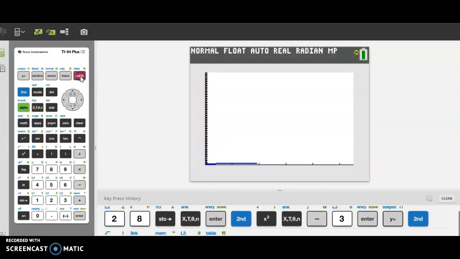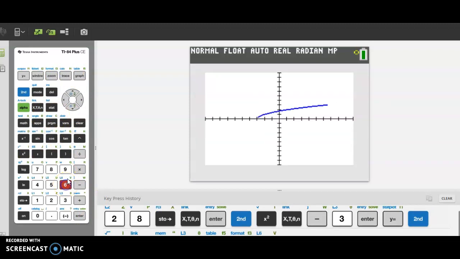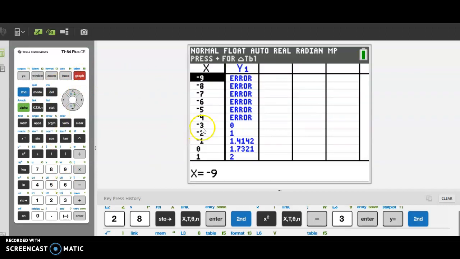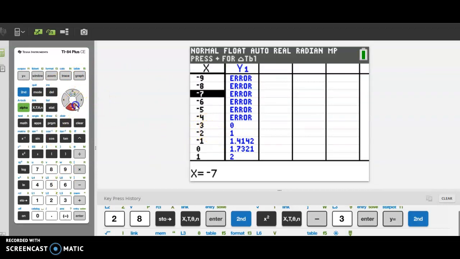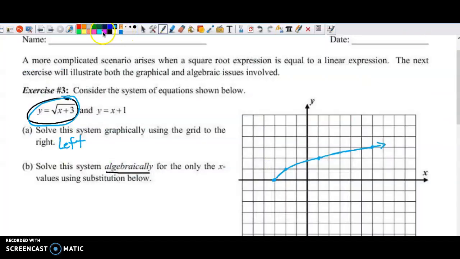If you go to your graph, whoops, forgot I zoomed in somewhere. You can see that, but you can also go to your table, second graph, and you can see some of the ordered pairs I put on there. -3, 0, -2, 1, 1, 2, so on and so forth. Let me do that other one in this purplish color. Y equals x plus 1. Remember the y-intercept is 1, and then its slope is up 1, right 1.